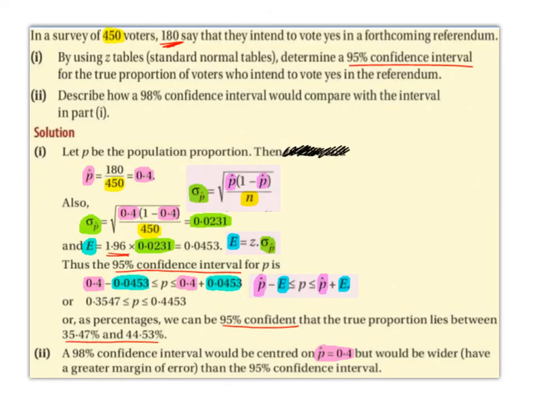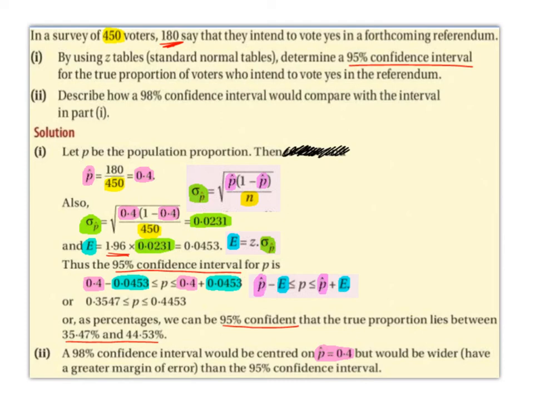In a survey of 450 voters, 180 say that they intend to vote yes in a forthcoming referendum. Part 1. By using Z tables, the standard normal tables, determine a 95% confidence interval. So let P be the population proportion, then P hat, which is the sample proportion, will be 180 divided by 450, which is 0.4. So 180 said they intend to vote yes, and the total number surveyed was 450. So 180 over 450 is 0.4, which is P hat, or you could say 40%.